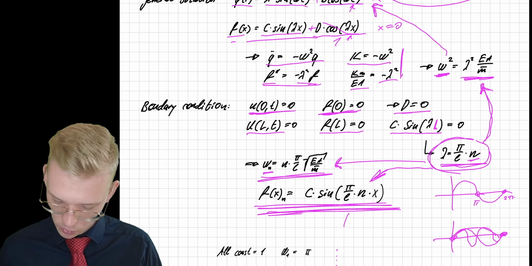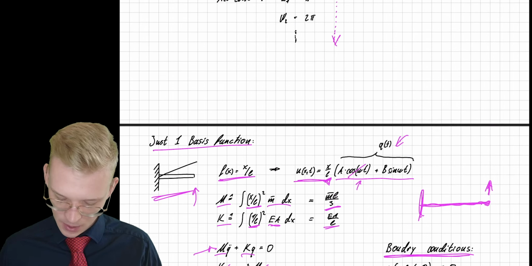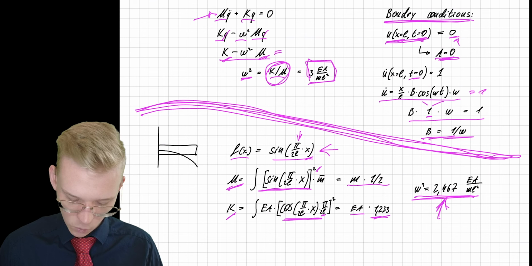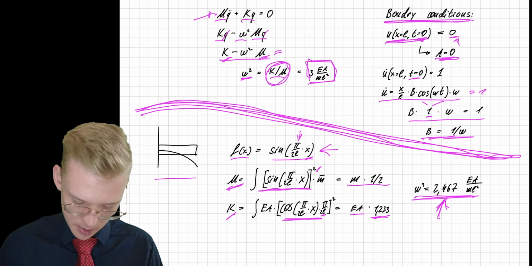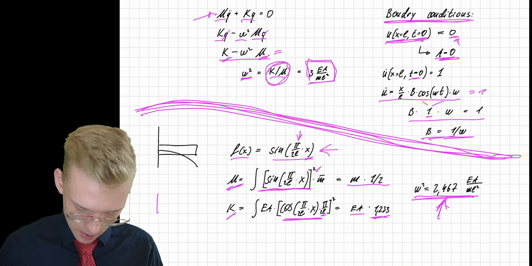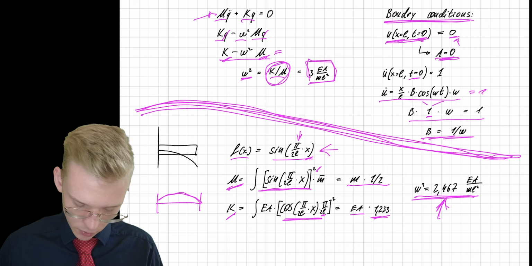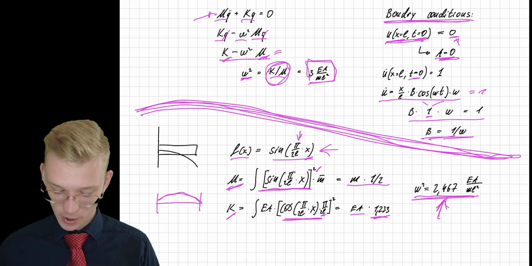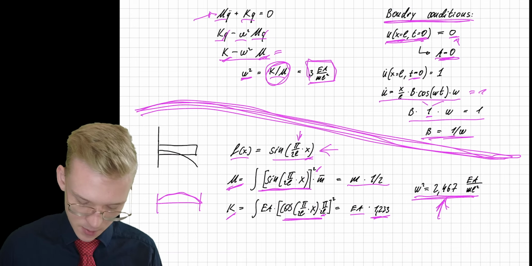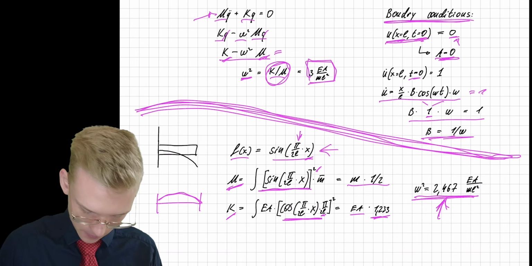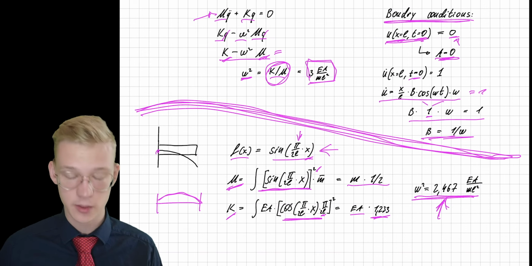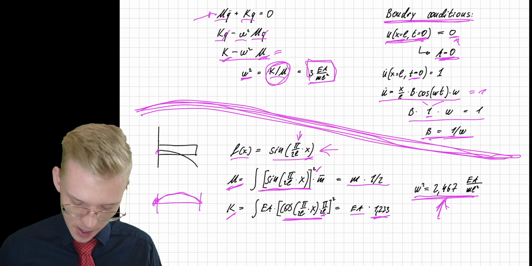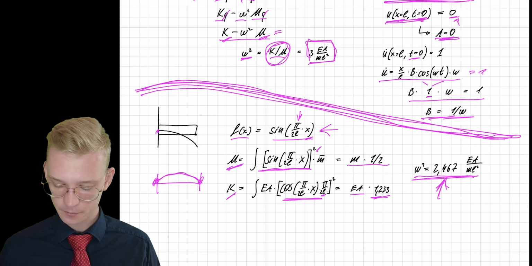You see that here we have pi divided by L, but here we chose pi divided by 2L, because this system and that system require two different functions. Here just the beginning is fixed, while in the example we did before, we had the beginning and the end fixed.